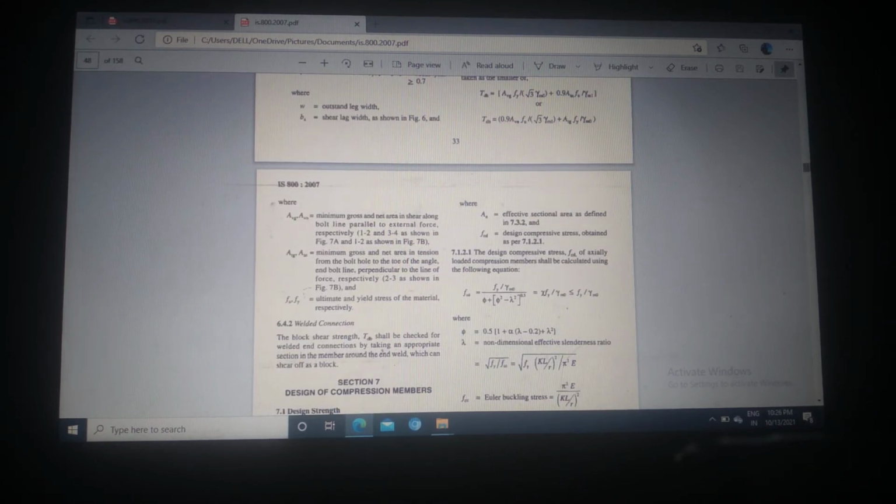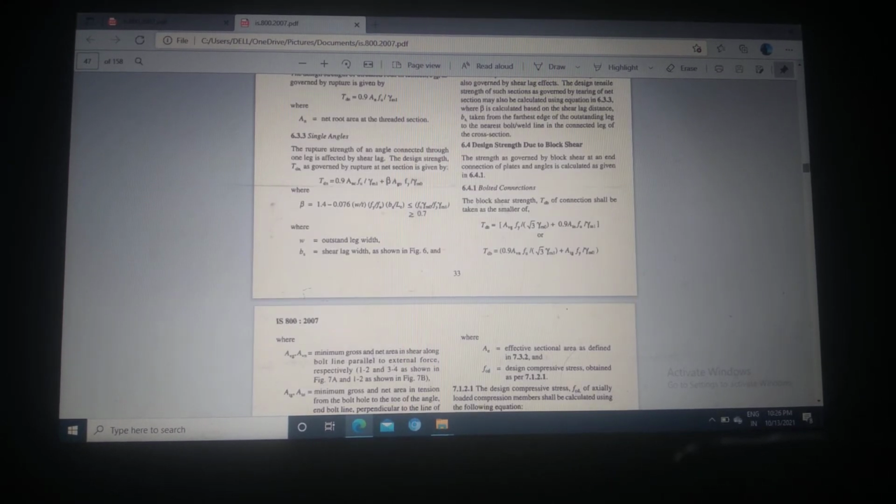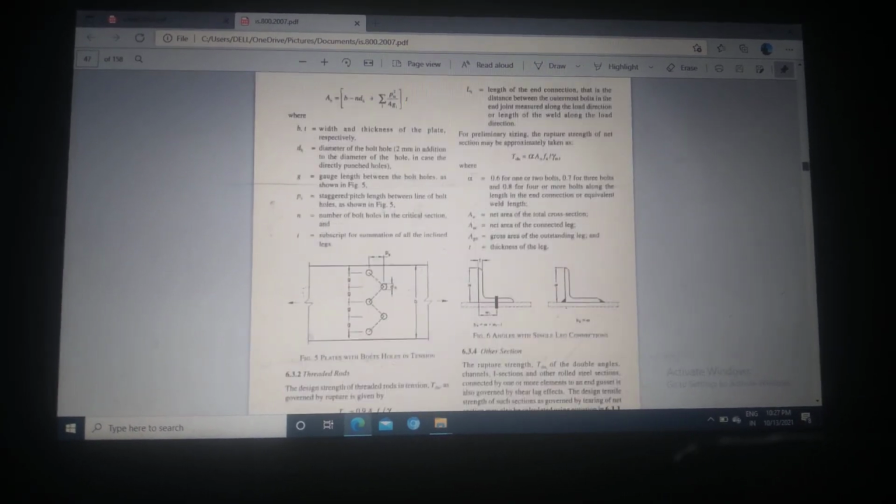Then you will take the smaller of these two. Always we have to take the smaller of every design strength. Now the next thing I want to tell you is something I forgot to mention earlier, in the case of design strength due to net area rupture. So I am going back to the net area rupture.